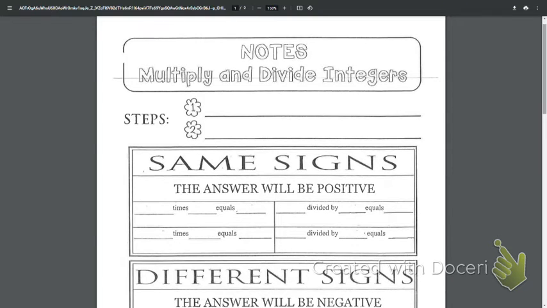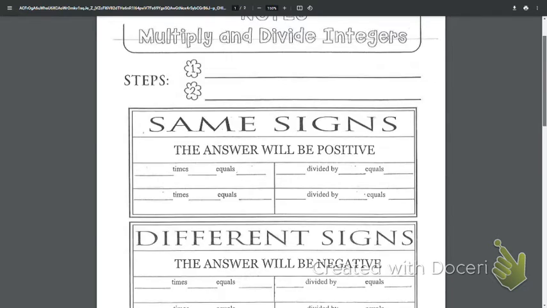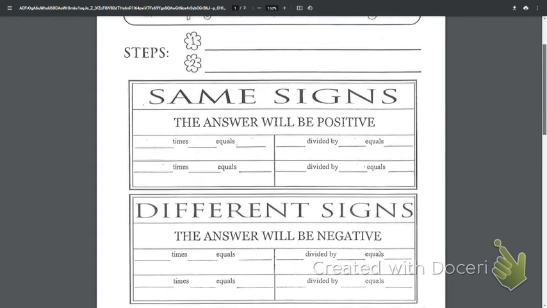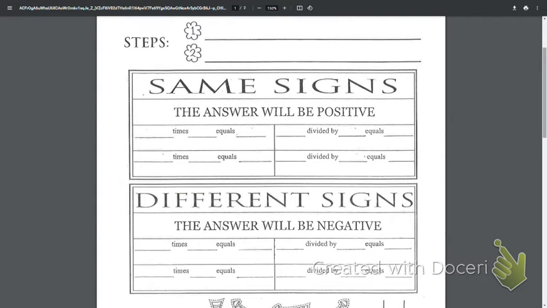All right, so today we're going to be learning about multiplying and dividing integers through our notes. And this is really fairly simple. It just comes down to 2 steps and 2 different rules. So the first step is that you need to look at the signs in the question to find the sign in your answer. So look at signs to find answer. And I'll talk more about what that means here in just a second.